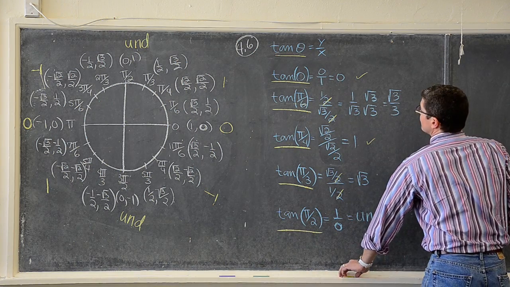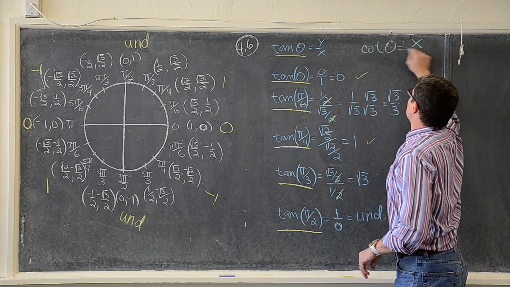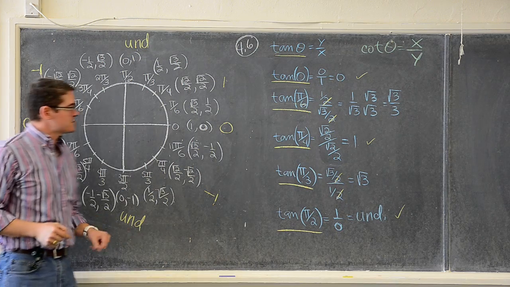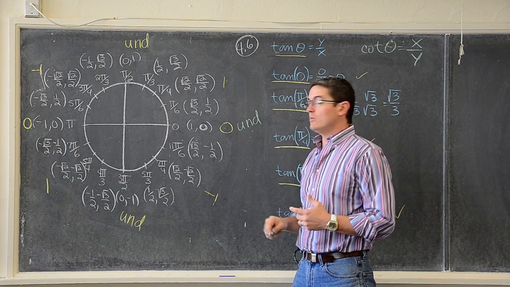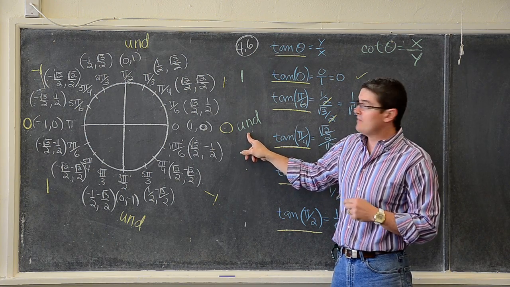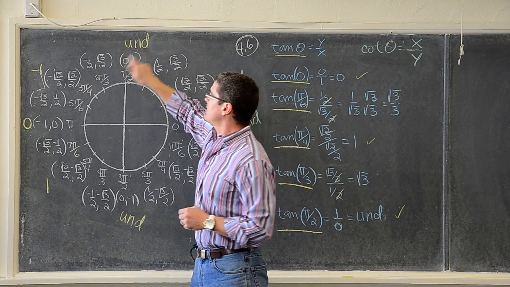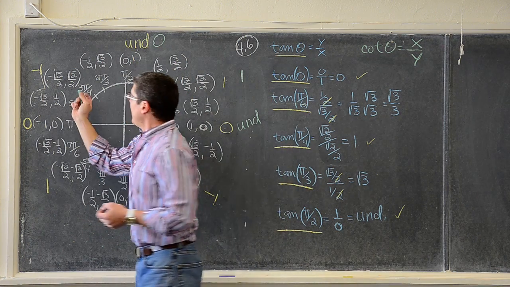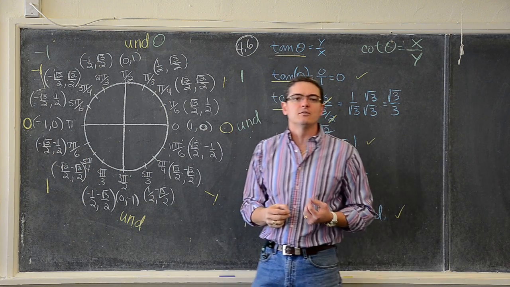Let's set up cotangent for a second. The cotangent of theta is x over y. So all these yellow values are my tangent values. So cotangent is the reciprocal. Well, when you flip 0, you get an undefined value. When you flip 1, you still get 1. So the cotangent of 0 is undefined. That'll be a vertical asymptote. And the cotangent of pi over 4 is 1. The cotangent of pi over 2, if you take x over y, 0 divided by 1 is 0. At 3 pi over 4, you get negative 1 again, because the reciprocal of negative 1 is negative 1.